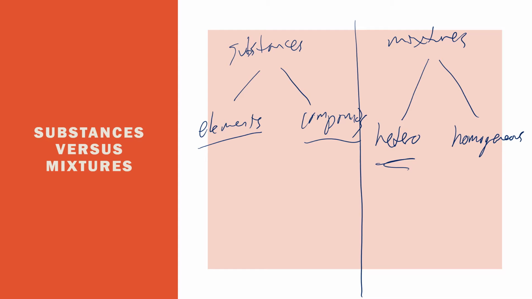But in a homogeneous mixture, it's completely evenly mixed. If you take a sample from any part of the mixture, it will be the same as any other part of the mixture. And solutions are considered types of homogeneous mixtures. Okay, so this should be all review, but just the difference between substances and mixtures there.